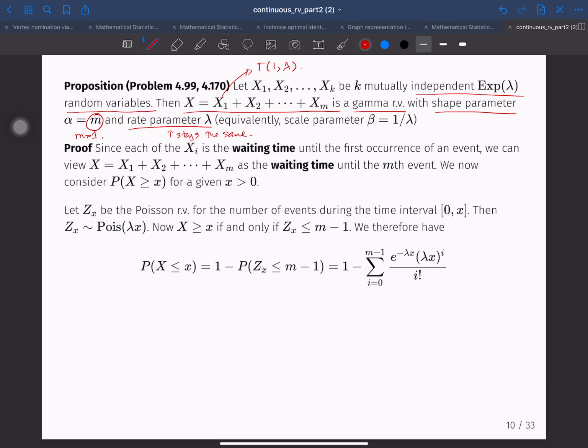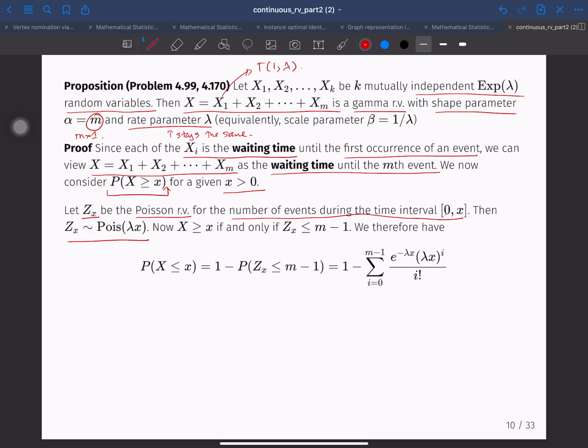So the proof of this is as follows. Because each of the Xi is the waiting time until the first occurrence of an event, we can view the sum as the waiting time until the occurrence of the mth event. So now let's give a little x bigger than 0, and let's consider the probability that capital X is bigger than little x. Once again, using our favorite trick, which is the Poisson random variable, let's think about Zx, the Poisson random variable for the number of events during the time interval 0 to x. Once again, that is just Poisson with rate parameter lambda x.